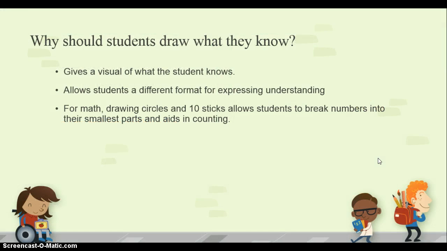Why should students draw what they know? Well, this gives us a visual representation of what the students know, and it allows the students a different format for expressing understanding. For this math example, drawing circles and 10 sticks allows students to break numbers into their smallest parts and helps them count so that they can visually see how many ones and how many tens are in their numbers.